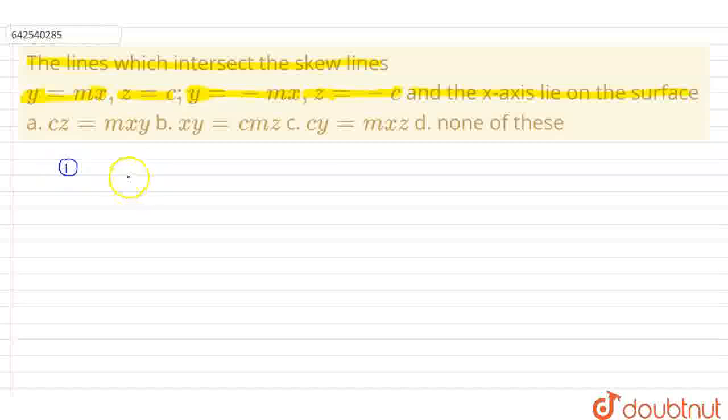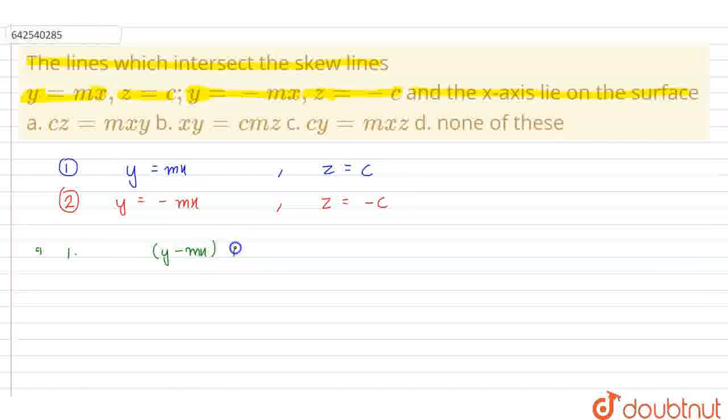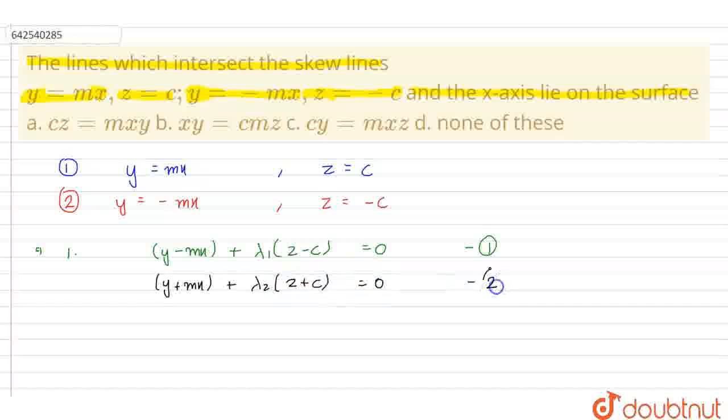The first is y equals mx and z equals c, and the second is y equals minus mx, z equals minus c. If we find the equation of the plane passing through the first pair of skew lines, we get the first equation of plane as y minus mx plus lambda 1 into z minus c equals 0. Let this be the first equation. And the second plane will be y plus mx plus lambda 2 into z plus c equals 0. Let this be the second equation.